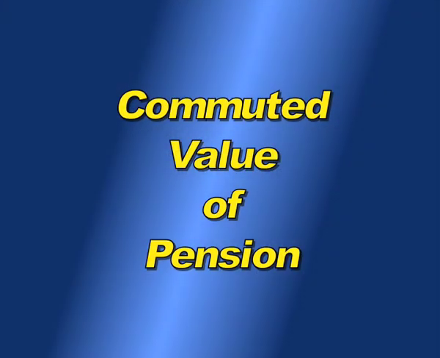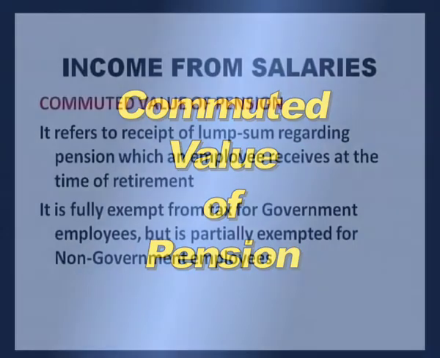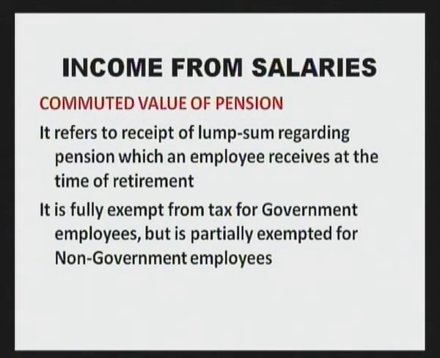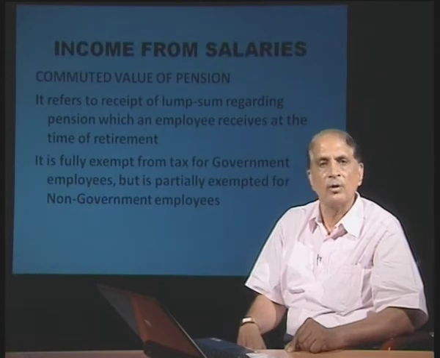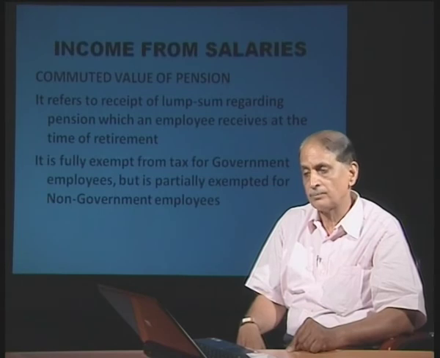Now, commuted value of pension. Commuted value of pension refers to a certain part of the amount which is received by an employee in advance at the time of retirement, which belongs to so many years to come. It refers to receipt of a lump sum regarding pension which an employee receives at the time of retirement. Whether this amount is received by the government employee or by the non-government employee, if it is received by the government employee, then it is fully exempted from tax and it does not become part of the taxable salary.